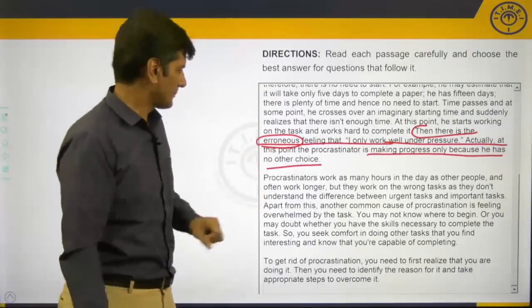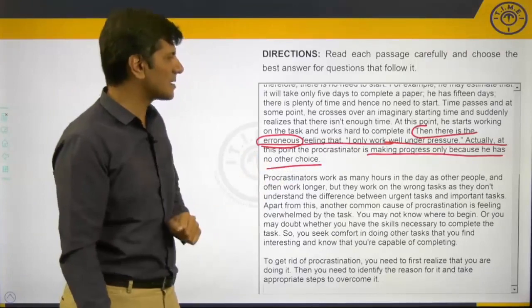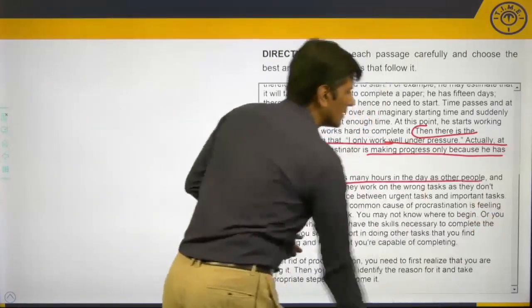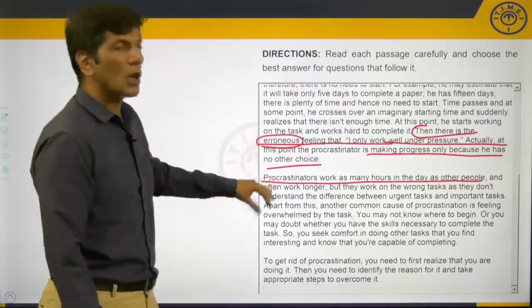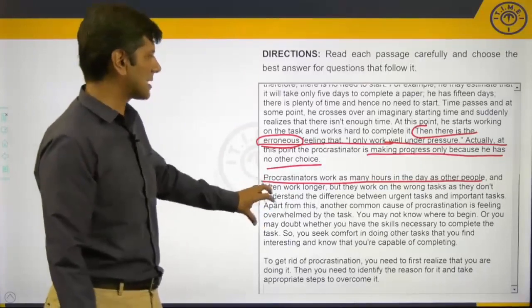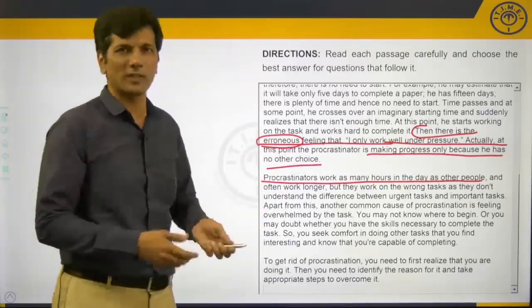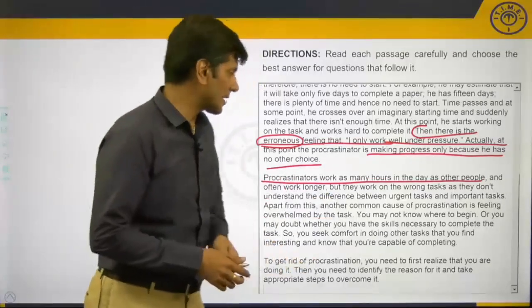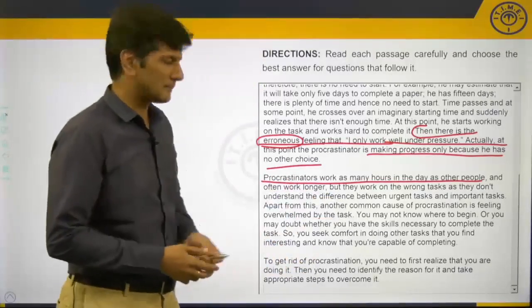The last part. Procrastinators work as many hours in the day as other people do. Okay, so this is an interesting point. And often work longer, but they work on the wrong tasks as they don't understand the difference between urgent tasks and important tasks. Apart from this, another common cause of procrastinators is feeling overwhelmed by the task.